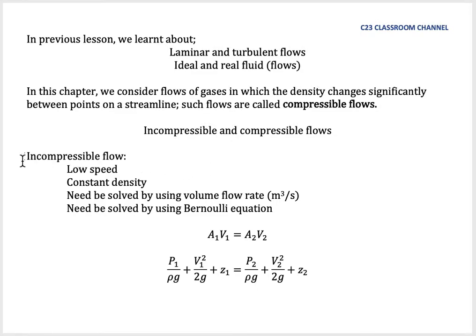For incompressible flow, in the previous lesson, we usually solved problems about low speed flow, and the density is assumed constant. The basic equation that we use in incompressible flow is the volume flow rate, so we have Q1 equal Q2, and the unit is meter cubed per second. And then we use the Bernoulli equation. I think you still remember it. As you see here, we have terms of rho, but the rho is constant. We don't have any rho 1 or rho 2 because the density is constant.